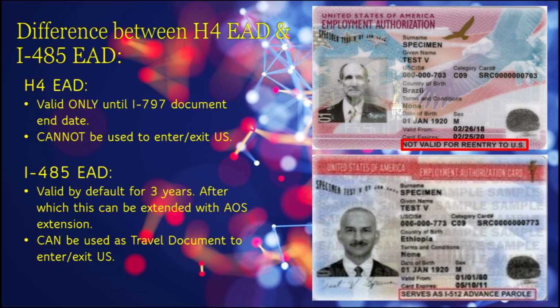So the key difference is the red highlighted text at the bottom of both the EADs. When you see the first EAD, the H4 EAD, it is clearly written "not valid for re-entry to the US." But for the second EAD, at the bottom it is written "serves as I-485 advance parole." So advance parole is part of the EAD once you apply for both EAD and advance parole together as part of the I-485 filing.